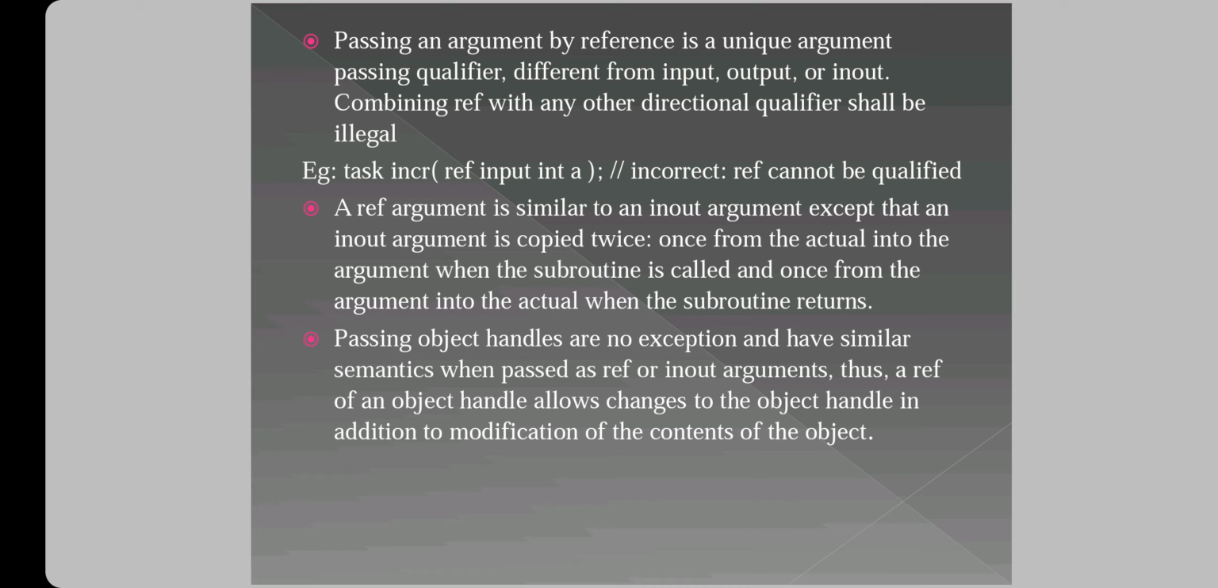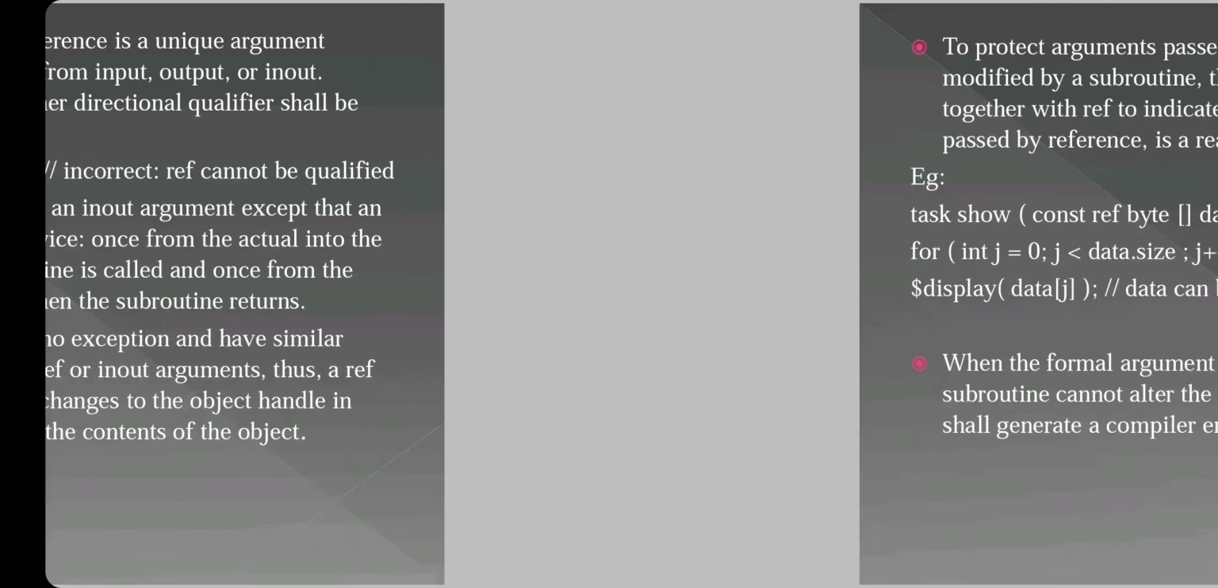A reference argument is similar to an inout argument, except that an inout argument is copied twice: once from the actual into the argument when the subroutine is called, and once from the argument into the actual when the subroutine returns. Passing object handles is no exception and has similar semantics when passed as reference or inout arguments. Thus, a reference of an object handle allows changes to the object handle in addition to the modification of the contents of the object.